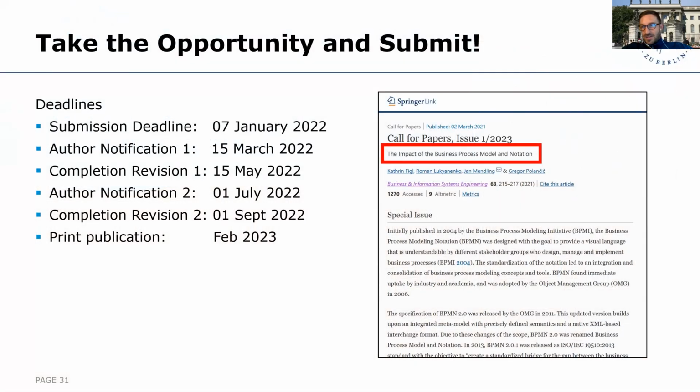and before I close, I want to direct your attention to a call for a special issue that is partially related to this tutorial, but I believe many of you could be interested in this call for papers. It's a special issue that we will have in the BZ journal, and there's still a bit of time. In January, there's the deadline for submission. With that special issue, we are interested in the impact that BPMN had as a language.